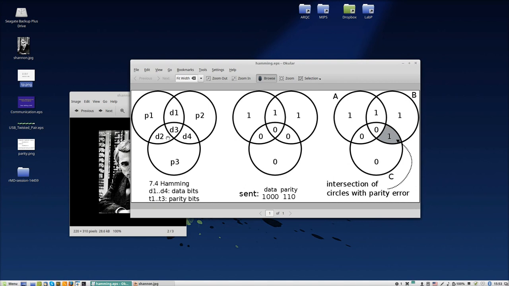Imagine you want to send 4 bits of data. I call them here D1, D2, D3, D4. Imagine that we want to send 1000. What do we do? We draw 3 circles, and in the intersections of the circles we place the data bits. And then we calculate what P1, P2, P3, the parity bits, should be, so that in every circle the parity is even. Let me show this to you in an example.